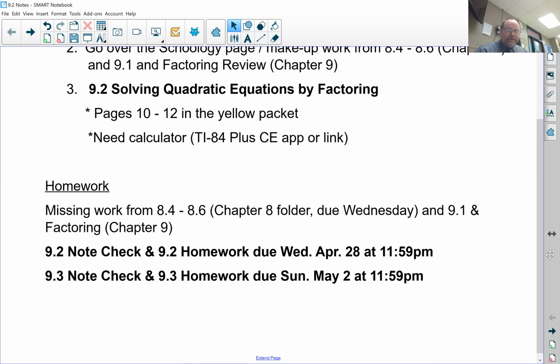Missing work from 8.4 to 8.6, which is found in the Chapter 8 folder on Schoology, is due by this Wednesday. And the 9.1 and the factoring review is in the Chapter 9 folder. Again, as much as you can, try to stay up to date and current with getting your homework in. So today we're going to do the 9.2 note check and homework. On Thursday, I will present the 9.3 note check and homework. If you can get today's homework done by Wednesday and the 9.3 homework done by Sunday, you'll be in great shape, or sooner, obviously.